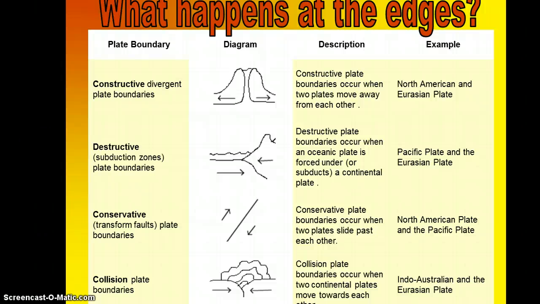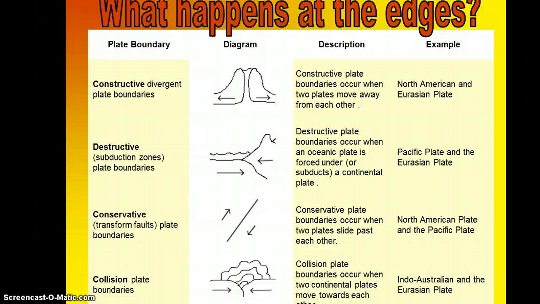There are constructive plate boundaries. This is where the 2 plates are pulling apart and moving away from each other. An example is the North American and Eurasian plate. There are destructive plate boundaries, and these happen when the oceanic plate is forced under a continental plate. Our example was the Andes Mountains in South America.